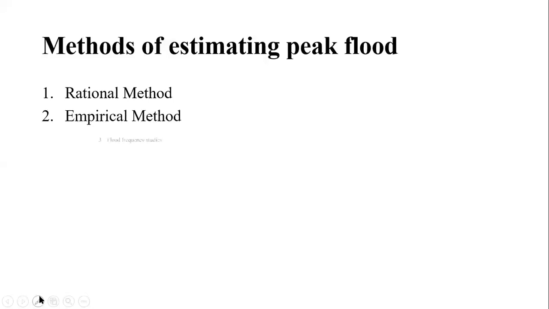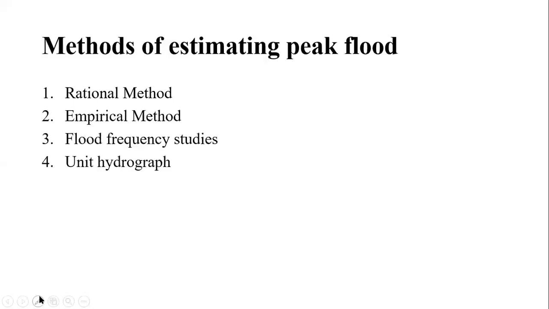The next methods are the empirical method, flood frequency analysis and unit hydrograph analysis. Those four methods are most frequently used for estimating the peak flood, or the maximum value of the flood from a catchment area. First one is the rational method, then the empirical method, flood frequency studies and unit hydrograph methods. Those are used for the estimation of peak floods. Now we will see them one by one.